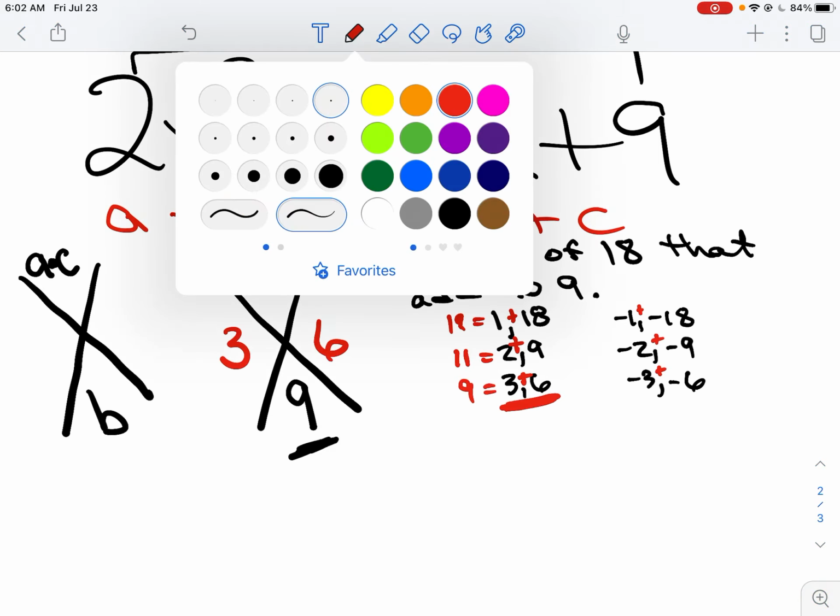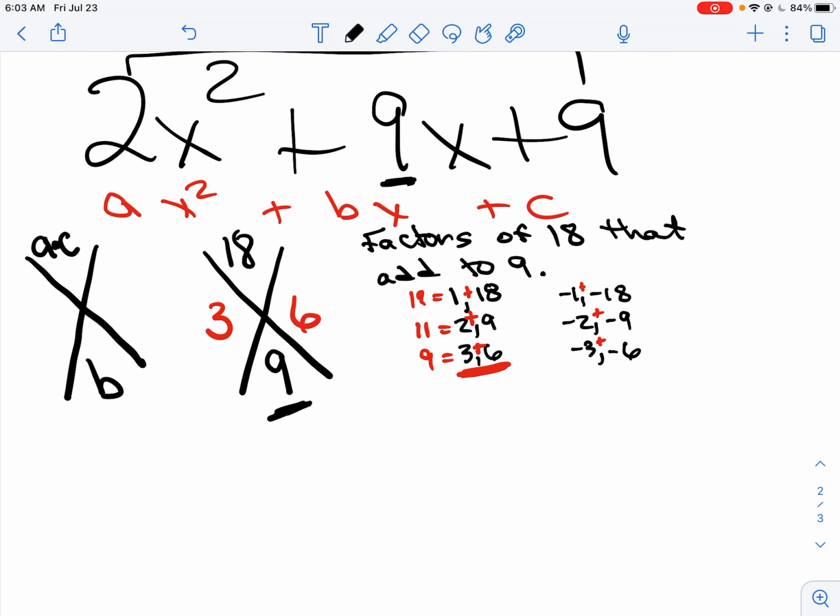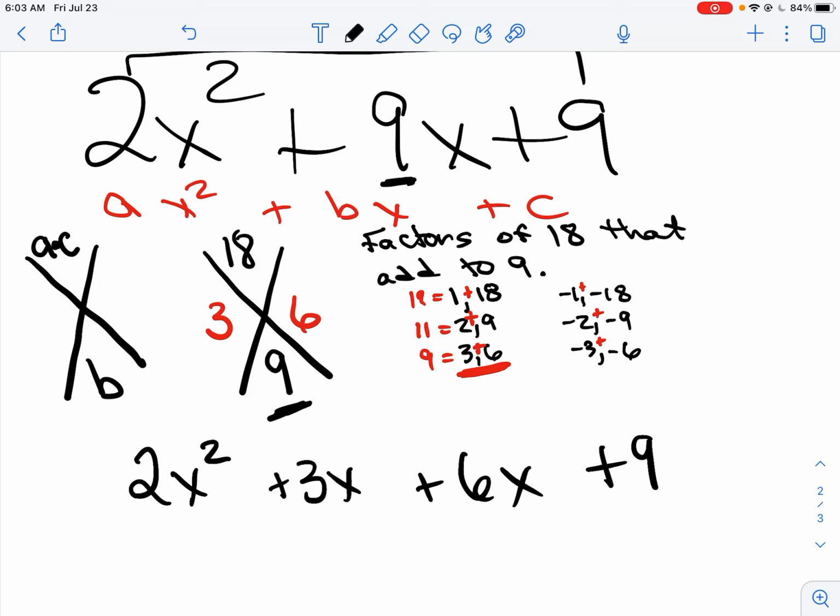So what I'm going to do now is I'm going to rewrite the trinomial 2x squared plus 9x plus 9 as a 4-term polynomial. So I'm going to write the first one down. I'm going to write the last one down. But then I'm going to put in the 3x plus the 6x. And some people are like, where'd that come from? Well, do you see this is 9x? 3x plus 6x gets us the 9x.